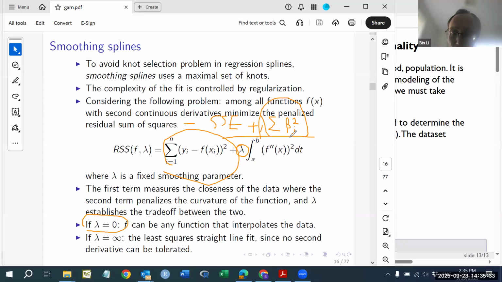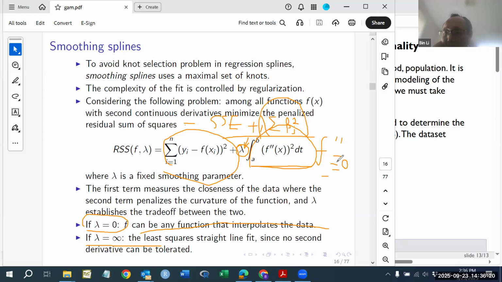Okay, so if lambda is 0, what does that mean? If lambda is 0, that means there is no penalty on the model complexity. So that leads to what? F can be any function that interpolates the data points, that can pass through all the data. That's when lambda is 0. When lambda is infinite, that means the integral has to be 0. That means F, the second order derivative, has to be constant 0. So that means it's a linear regression model.